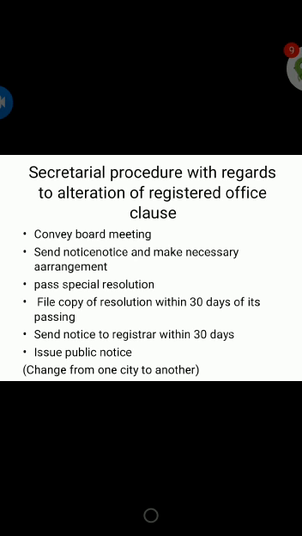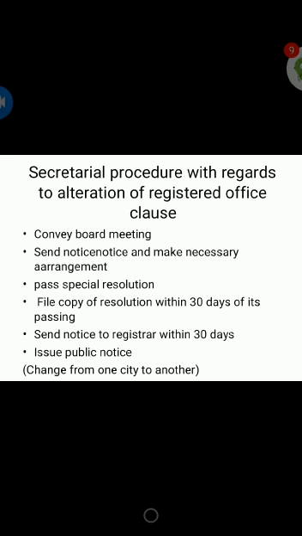The next is to send the notice and make the necessary arrangements. You are going to send the general meeting notice to all the members at least 21 days before the meeting, and make the necessary arrangements for holding the general meeting. The next is to pass the resolution. Which type of resolution are you going to pass here? You are going to pass the special resolution only.